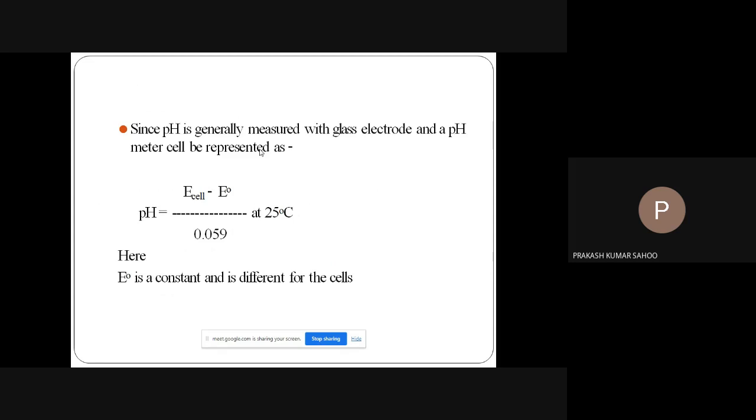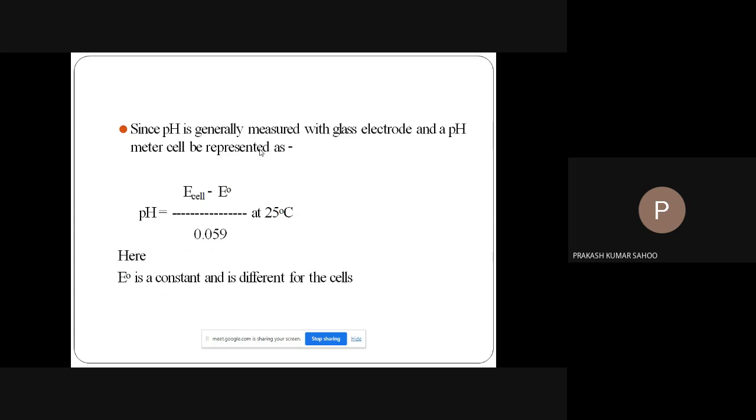Then by using the Nernst equation, yesterday we have gone through the Nernst equation, that is E equal to E0 cell minus 0.0591 by n log product by reactant. Okay, if it is minus, product by reactant. If it is plus, it will be reactant by product.